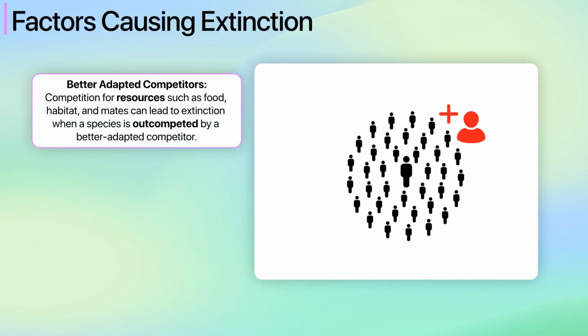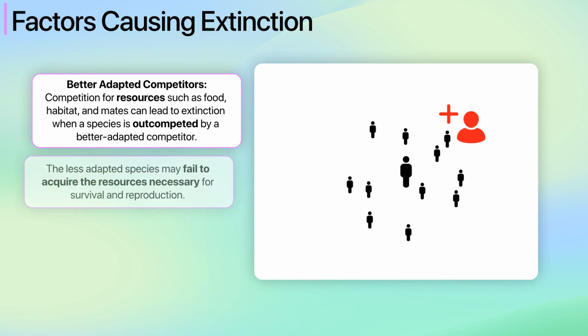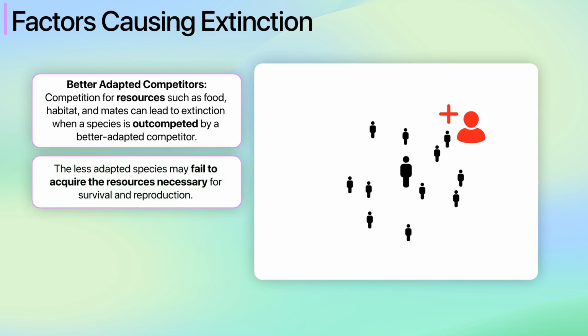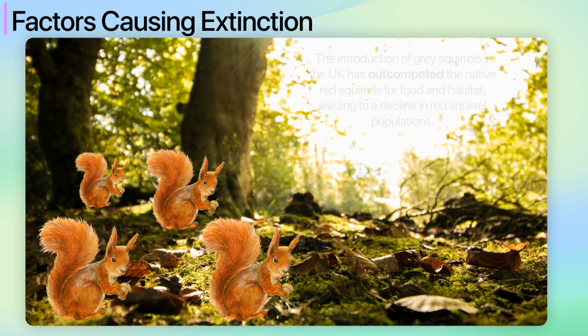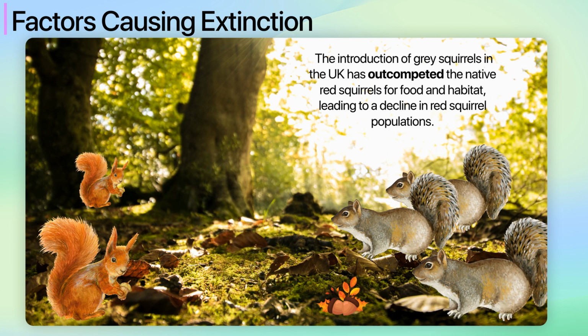Competition for resources such as food, habitat, and mates can lead to extinction when a species is outcompeted by a better adapted competitor. The less adapted species may fail to acquire the resources necessary for survival and reproduction. For example, the introduction of grey squirrels in the UK has outcompeted the native red squirrels for food and habitat, leading to a decline in red squirrel populations.